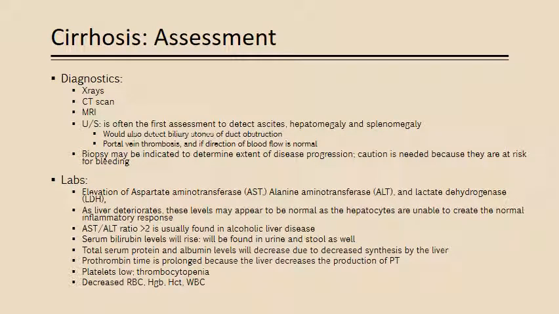The diagnostics that may be done would be x-rays and a CT scan, the MRI. The ultrasound is often the first assessment to detect the ascites, hepatomegaly, and splenomegaly. So it is pretty much the one that they want to do. It would also detect any biliary stones or ductal obstruction, and it will also find portal vein thrombosis if that exists, and whether the direction of the blood flow is normal or is it doing that backflow, which is going to progress to all those other backflow problems of ascites that we talked about.